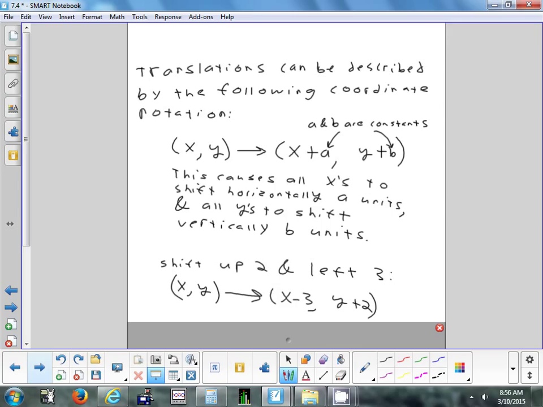So if you wanted to say, all right, take all your points and shift them up 2, left 3, the way you could write that is, up and down, that's your y value, so put a +2 on them. Left 3, that's your x value, and left is negative, so -3. So this is one way to describe a translation. Okay, (x - 3, y + 2). Any question on that?